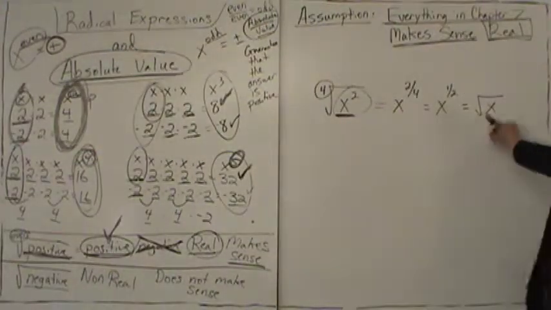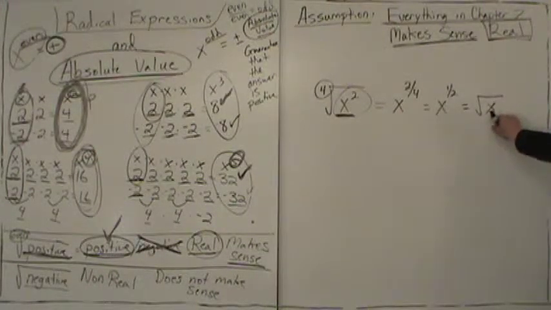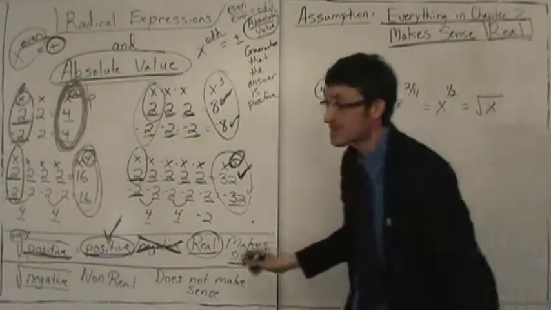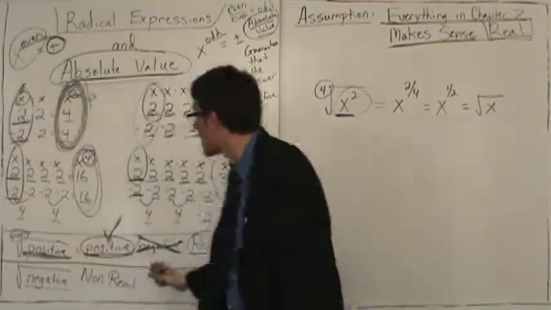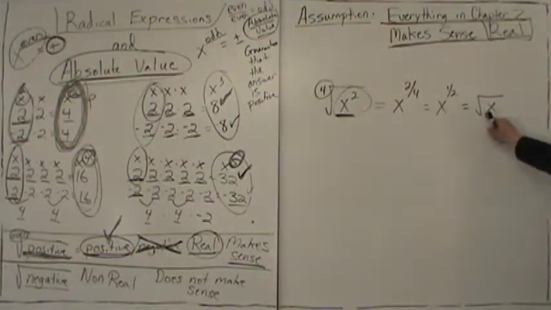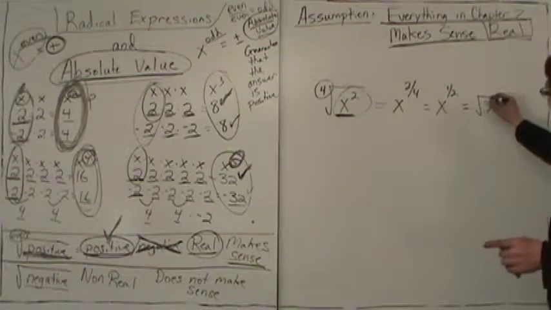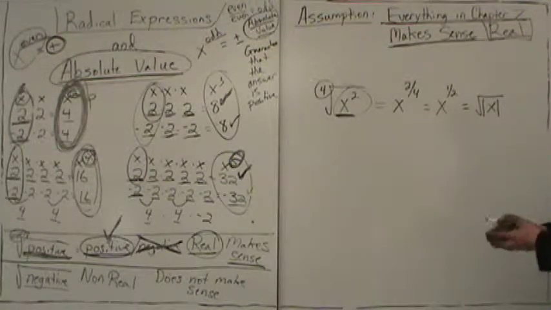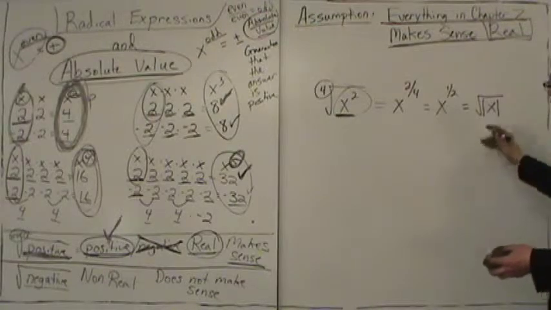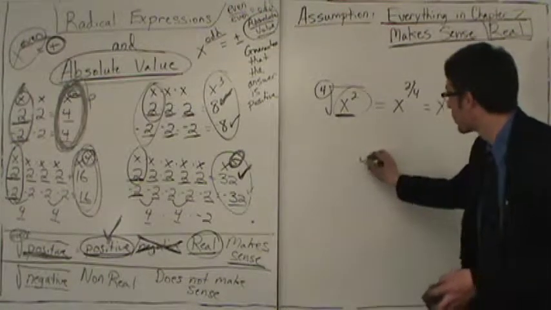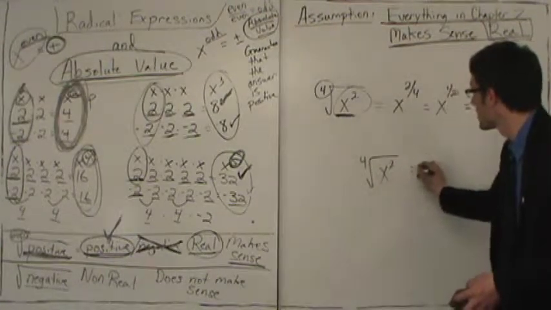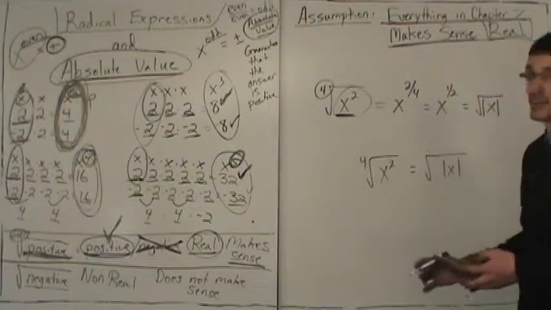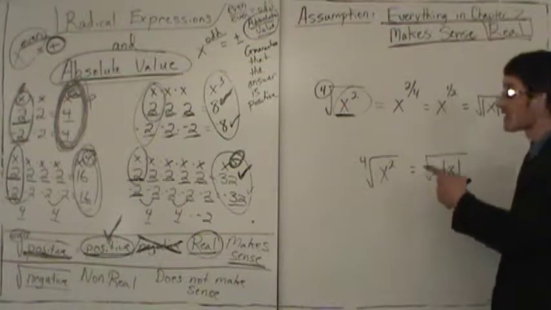So since we don't know whether x can be positive or negative, and there's an assumption in this class in Chapter 7 that everything makes sense, that every radicand must be positive, we have to guarantee that our radicand is positive. What do we need around the x? We need absolute value around the x. So in this case, this is the final answer of the square root. So what is the fourth root of x squared? The fourth root of x squared is the square root of the absolute value of x. And I think with this we can conclude the video.